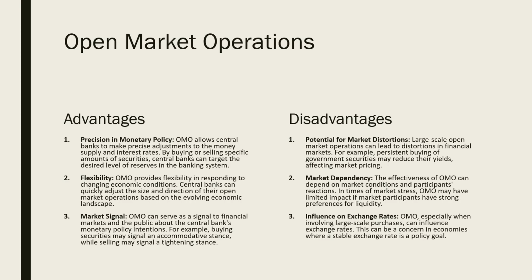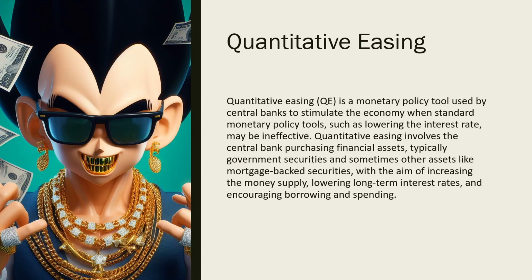All right, now we're going to discuss quantitative easing, which should be easy to understand based on the things that we've already discussed. So quantitative easing is a monetary policy tool that is used by central banks to stimulate the economy when lowering interest rates and everything else has been ineffective. So quantitative easing involves central banks buying financial assets. So these are government securities, like we spoke about, but sometimes mortgage-backed securities as well, or any securities that are available in the open market, essentially. With the aim of increasing the supply of money and lowering long-term interest rates by encouraging borrowing and spending.